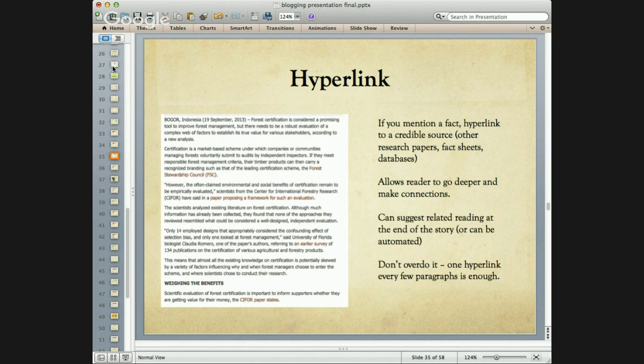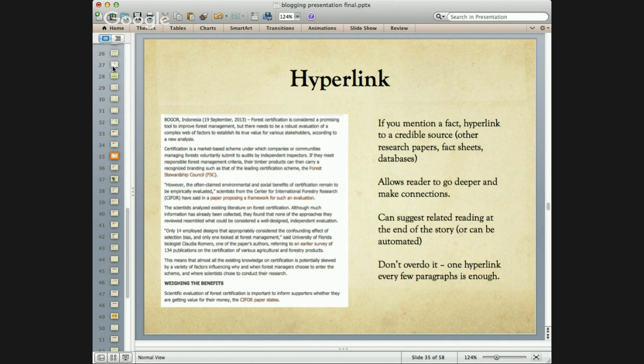At the end of the story, you can suggest related reading. So you may have a couple of papers that, if people want to read more, they can. And that's fine. I wouldn't footnote. I personally don't like footnotes. I find them too academic. I think just hyperlinking the text where you're mentioning something, as you can see in this example, where we've referenced the Forest Stewardship Council, or we've talked about a paper or a survey. We've just linked in that part so people can read when they want there.